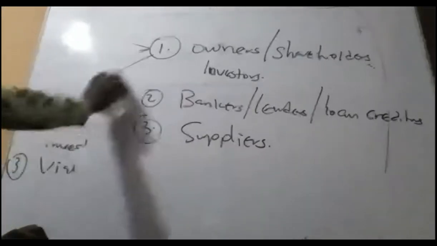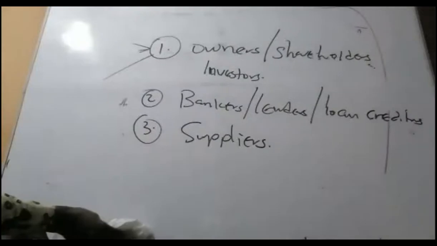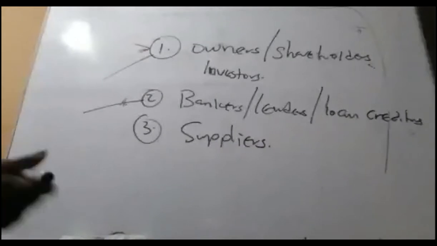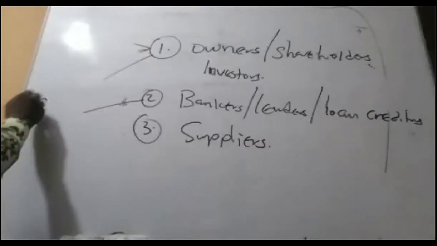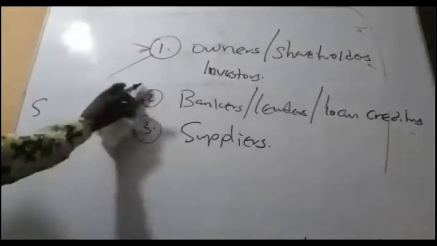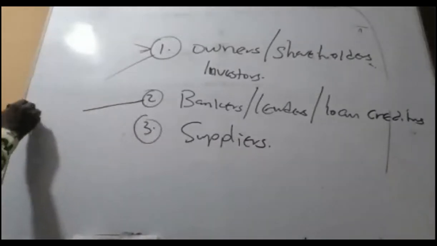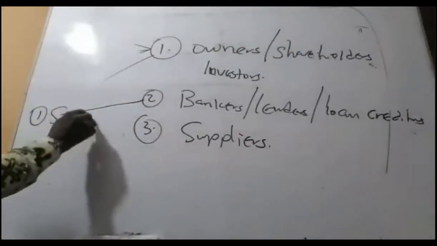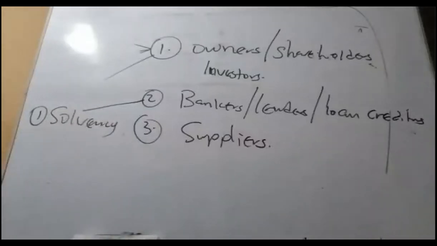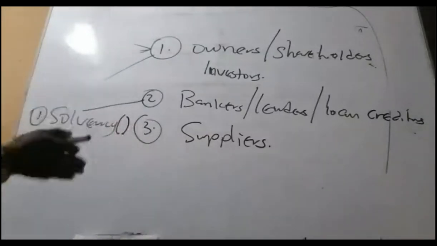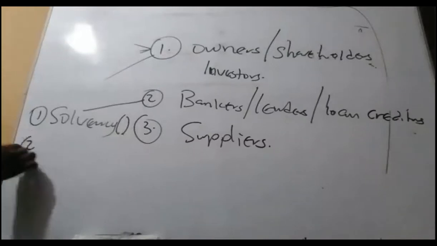Let's talk about bankers, lenders, or loan creditors. So bankers, what would be their need? Bankers first, they will take the gearing level or solvency of the entity. Before I give a loan to any company, I'll check whether they are solvent. Number one, solvency. Check their solvency, both short term and long term, whether they will be able to pay back.